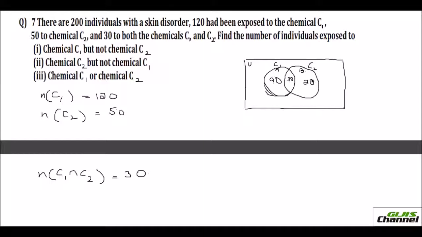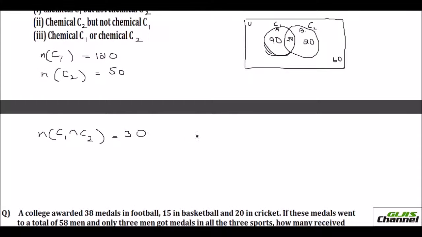Now if you fill in this, it is quite easy to do the rest. So now totally you have 200 people. So you have 120 and 140 here. So the balance 60 will be outside. So totally the universal set will have 200 people. Now let us answer the question.